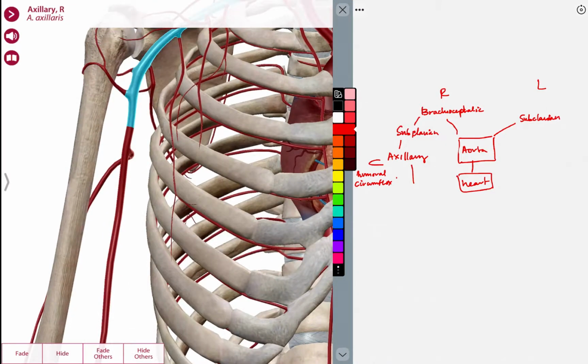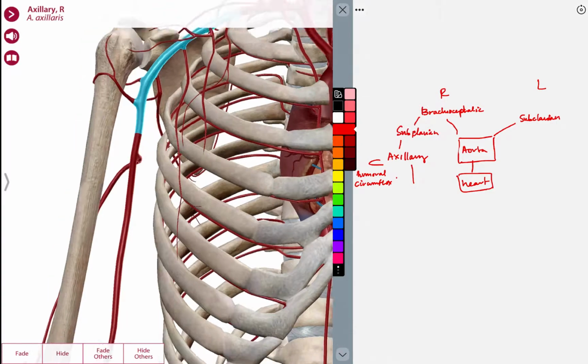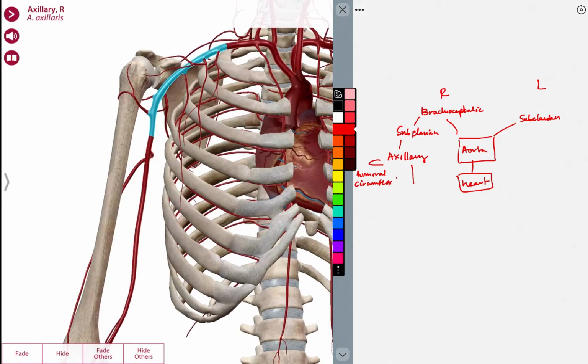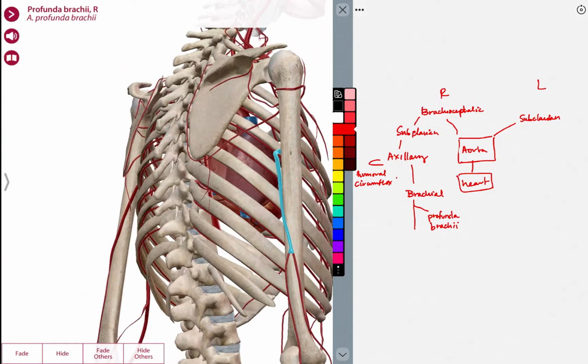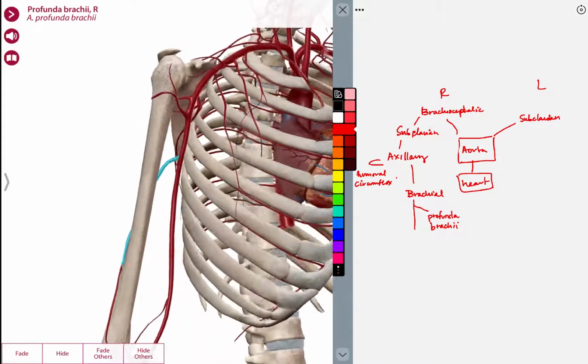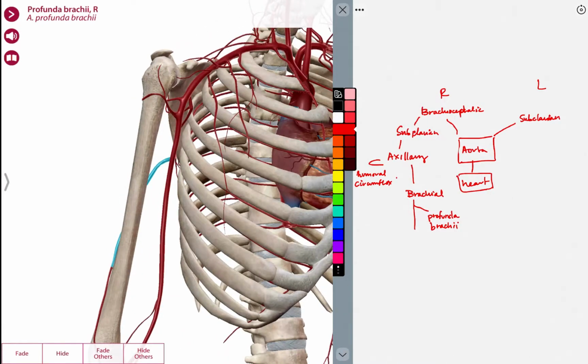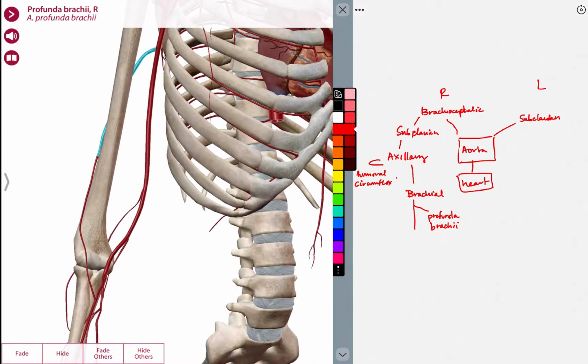From axillary, we move into the upper arm, and the anatomical name for the upper arm is brachial. And so then it becomes the brachial artery. Shortly after that division from axillary into brachial, the brachial is going to divide into the profunda or deep brachial. Profunda brachii is the official name. Deep brachial is what it would translate out to. And if you think about that, deep brachial runs right along the bone. The brachial artery is going to run a little bit shallower. And both of these are taking blood down to the hand.